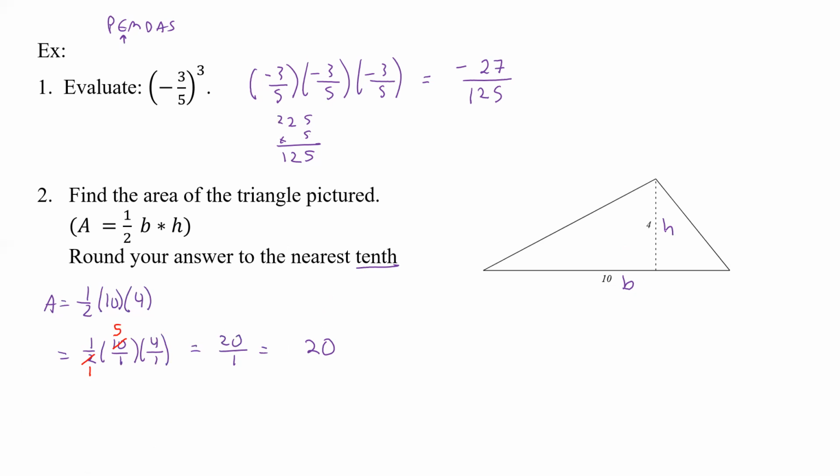Now, it doesn't give us any units, so we don't have to worry about units. But if we were doing units, remember it's going to be square. So it's going to be square units because you're going to take a 1 unit times another unit, and so it's going to be square units. So if this had been centimeters and that was centimeters, this would be centimeters squared.